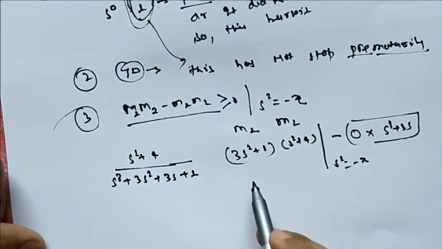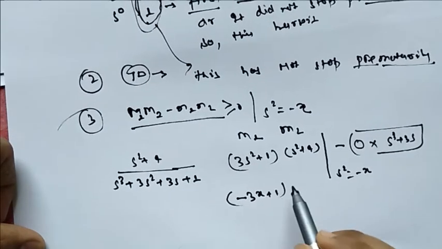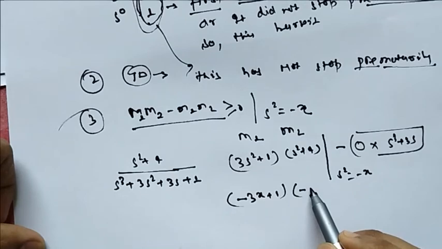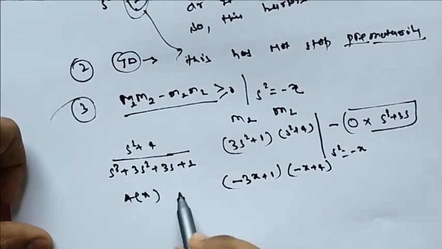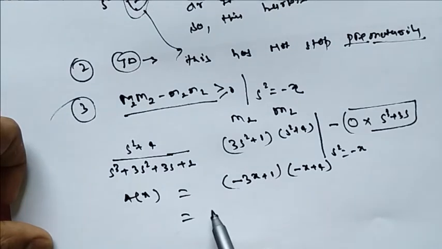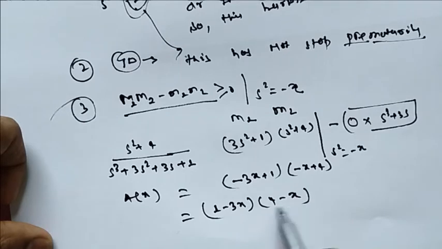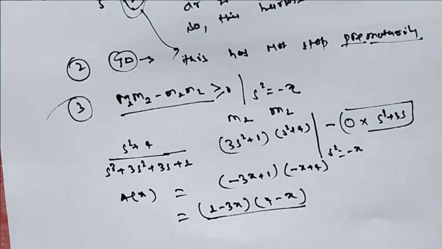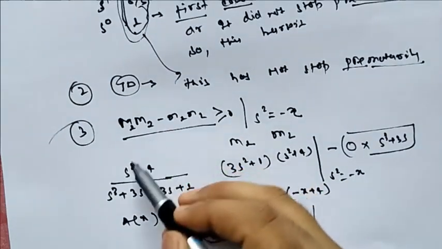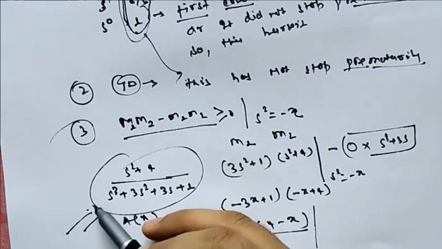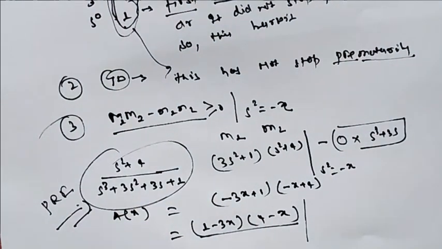If I put s square equal to minus x, then this becomes 1 minus 3x, and this becomes 4 minus x. So this is the equation of A of x: 1 minus 3x times 4 minus x. This is definitely going to be negative for some x. So you can say this function is not PRF. Now we are going to look at another problem.